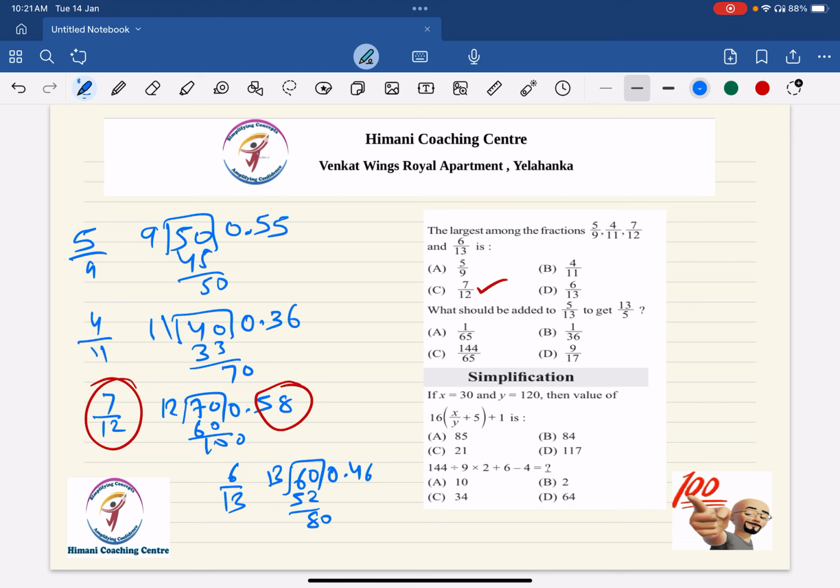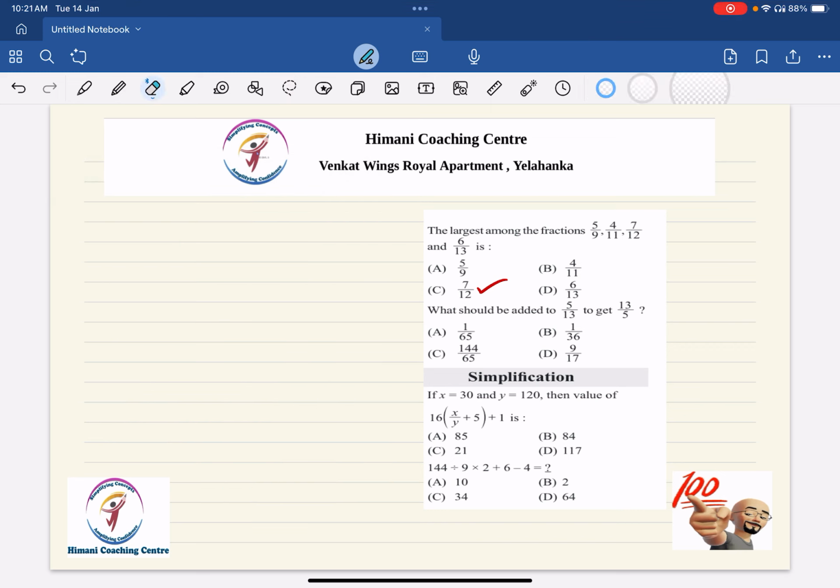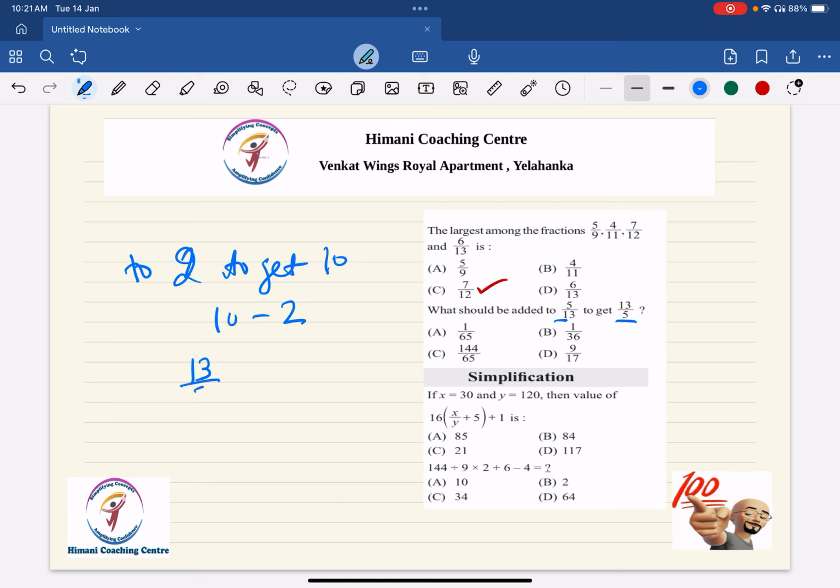Okay. Now the next question is, what should be added to... just give me a second, let me quickly make space here. Yeah, now let us go back to the question. What should be added to 5 by 13 to get 13 by 5? Now see, student, let us say I ask you this: what should be added to 2 to get 10? You can answer very fast. You will say 8. What are you doing? 10 minus 2. So use the same rule. We are asked what should be added to this to get this. So let us do 13 by 5 minus 5 over 13.